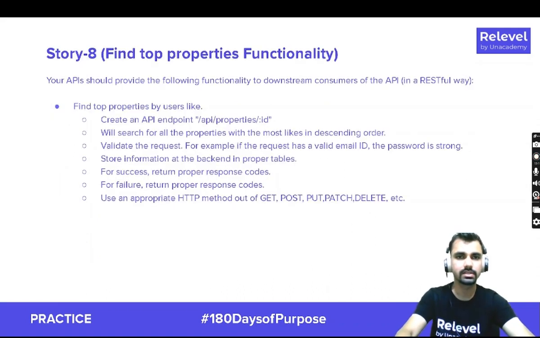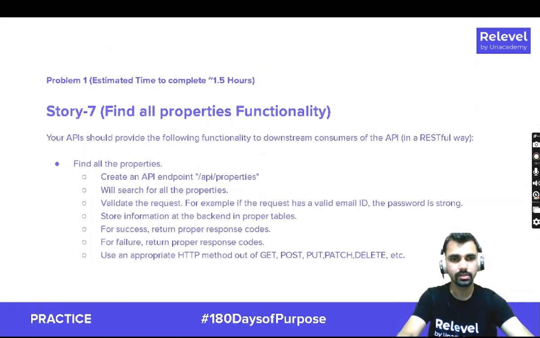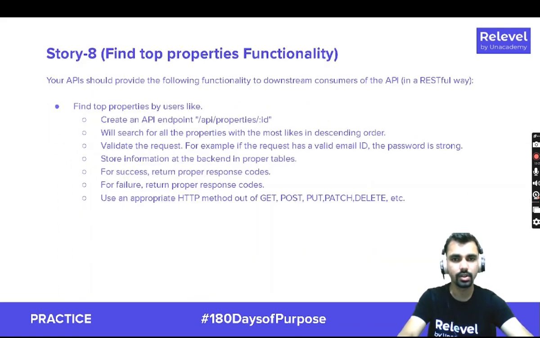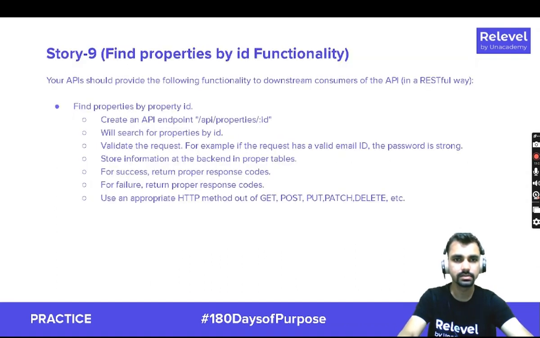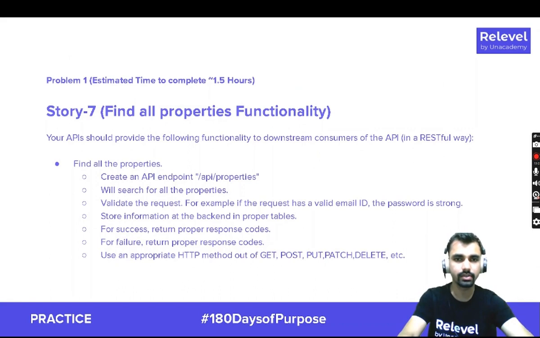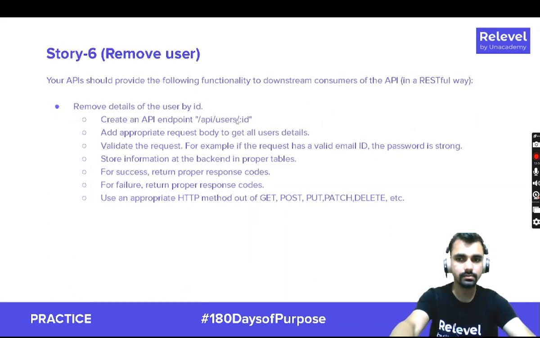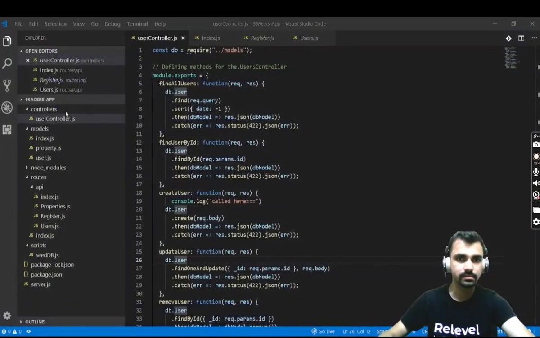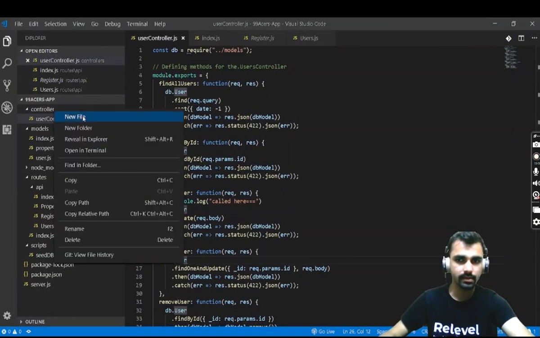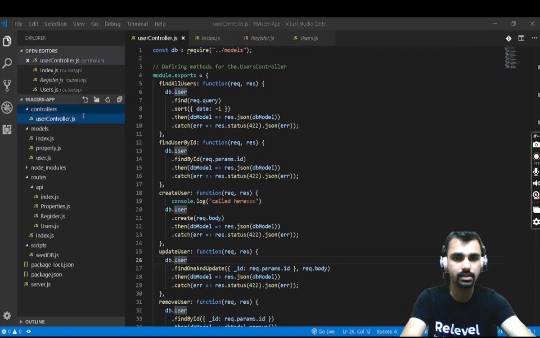So we need to create a functionality for the properties. Inside properties, we have find all properties functionality, then find top properties, find properties by ID. Let's quickly create for properties also. For properties, first let's define a controller, as we are already aware of how to define the API. Let me jump to the VS Code. Let's create one more file inside the controller.